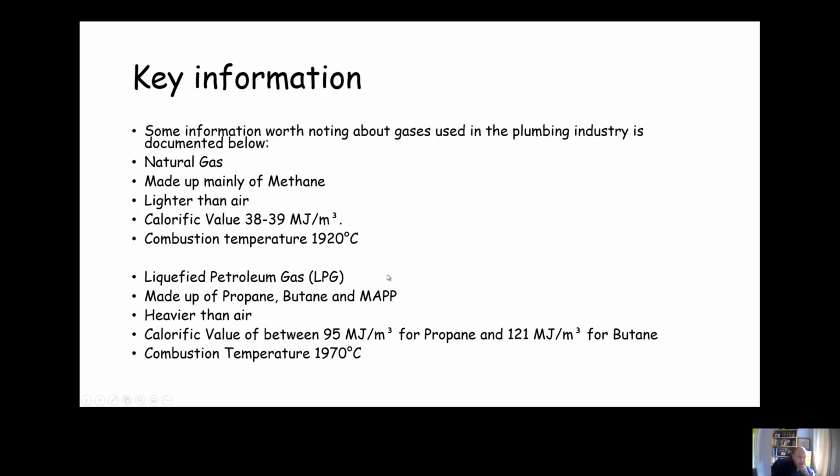I'm not sure about off the top of my head, but these have got a very high calorific value. They've got a lot of energy in them per meter cubed: 95 megajoules per meter cubed for propane, or 121 megajoules per meter cubed for butane, which is a huge amount of energy per meter cubed. And its combustion temperature is a little bit hotter than natural gas at 1970 degrees C.